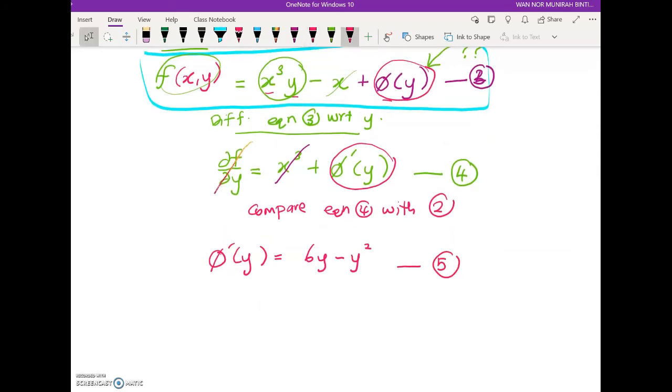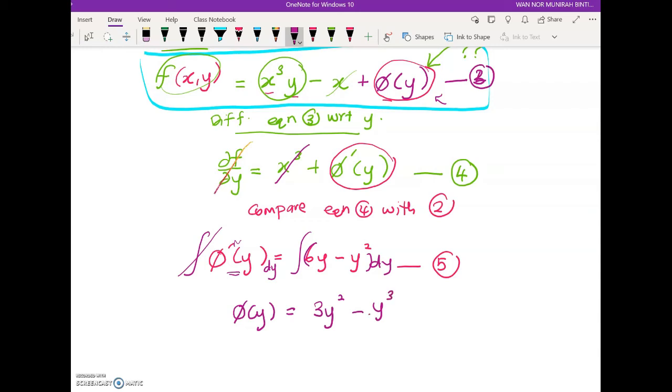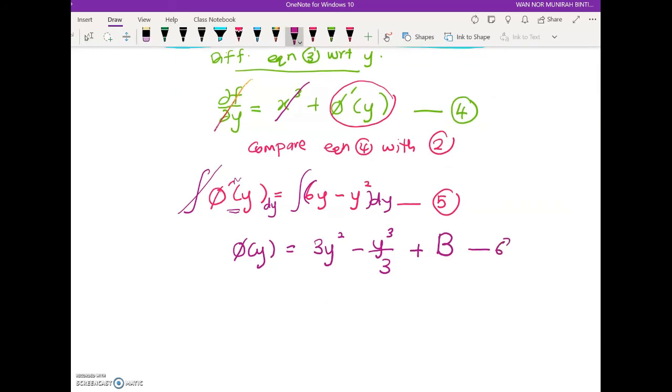Again class, we don't want phi prime(y), we want phi(y). So we can integrate both sides of this equation with respect to y. Integrating the derivative here will give you only phi(y), while your right hand side you will have 6y squared over 2, so you have 3y squared minus y cubed over 3. Then only here you can add a constant, let's say b. So this is equation 6.